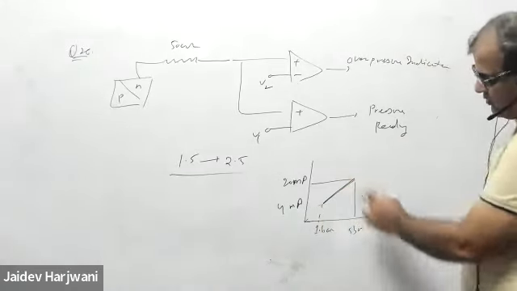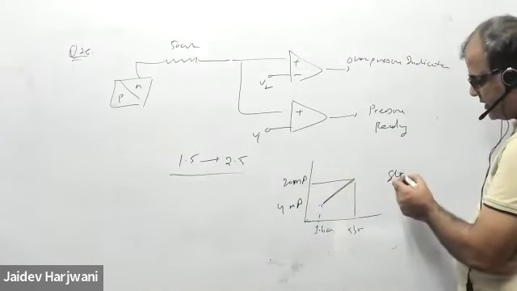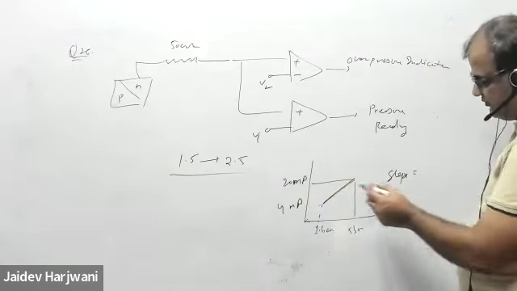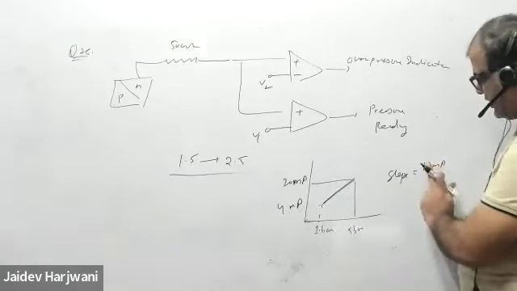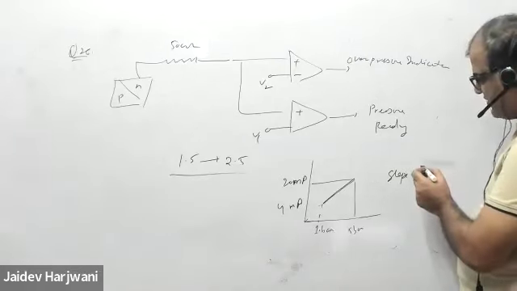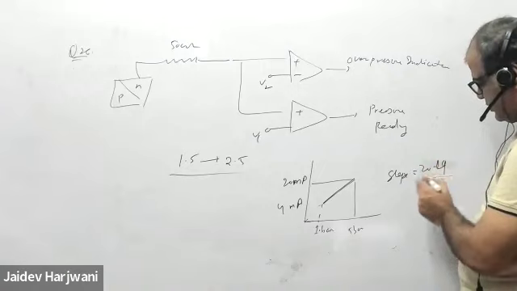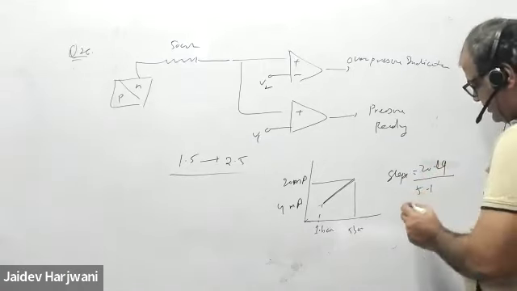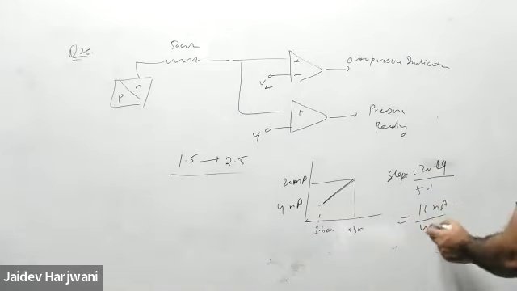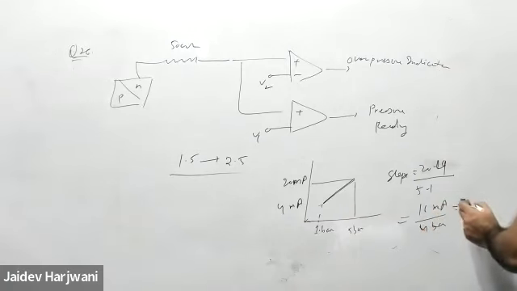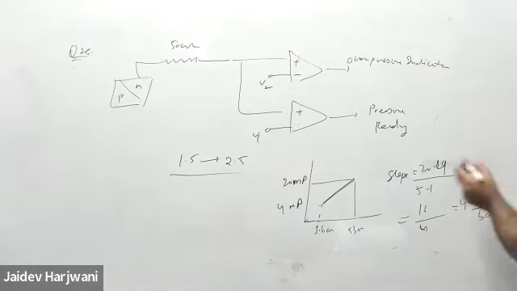So for 1 bar, how much will it produce? Tell me, what is the slope of this graph? Slope will be y2 minus y1, 20 minus 4, divided by 5 minus 1. That is 16 milliamps per 4 bar. That is 4 milliamps for 1 bar. Can I say it like this? It is 4 milliamp per bar.